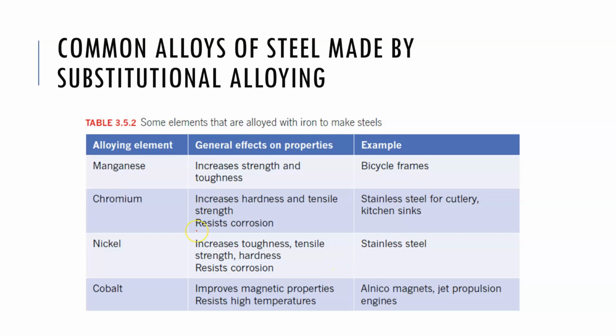You should make a note of the general things that each of these metals do, because you may be asked questions like, if you made an alloy with manganese, would you expect it to be stronger, or which ones prevent corrosion.